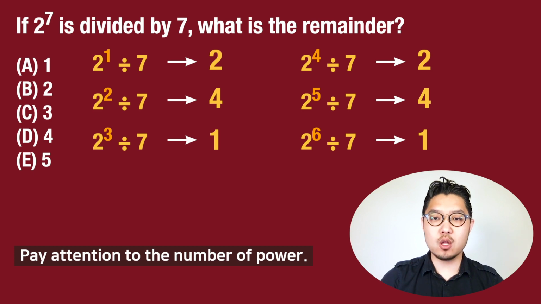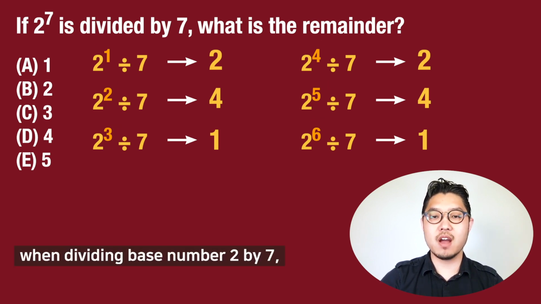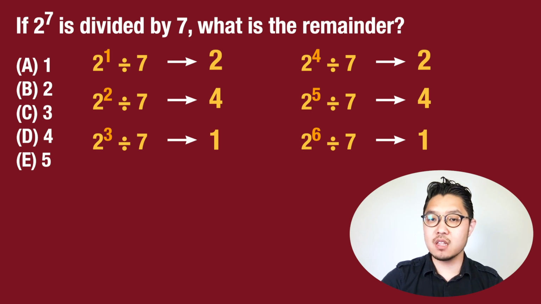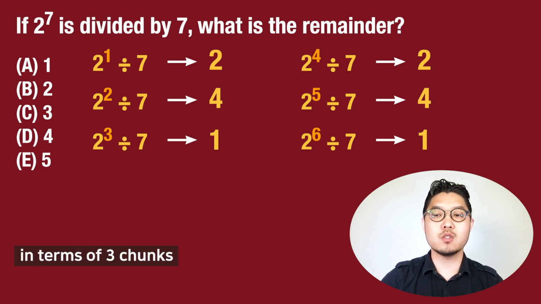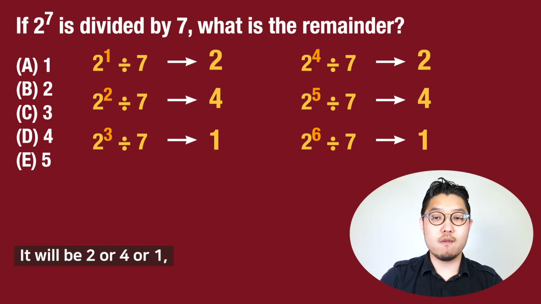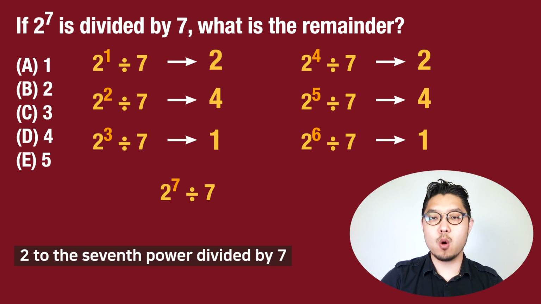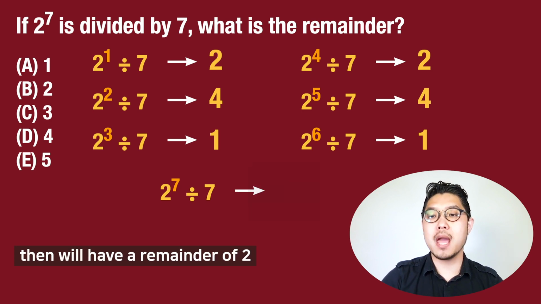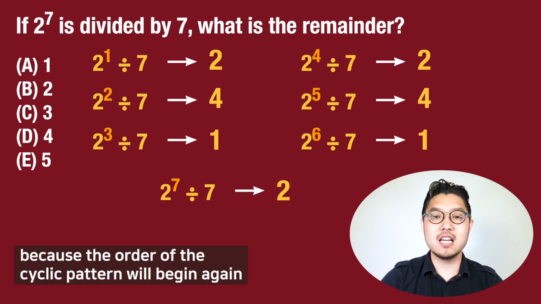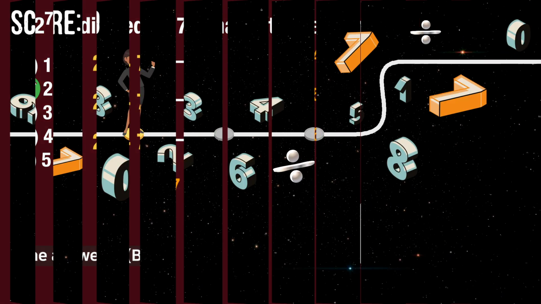Pay attention to the number of the power. Because we have a cyclic pattern of 3 numbers when dividing base number 2 by 7, figure out the order of the power in terms of 3 chunks, and you can figure out the remainder easily. It will be 2 or 4 or 1 depending on the order of the power. 2 to the 7th power divided by 7 will have a remainder of 2 because the cyclic pattern begins again at the remainder of 2 for 2 to the 7th power. The answer is B.